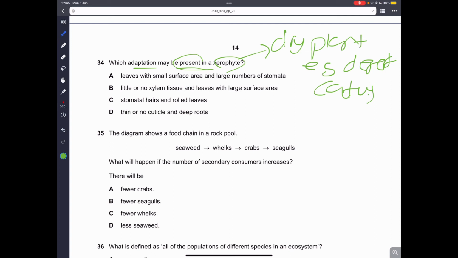Okay, so the adaptation of a xerophyte is that they have hairs on their plants, on the stem. So they have stomatal hairs and rolled up leaves. This is to reduce transpiration, and it kind of makes sense, because if you are a human stuck in a desert, you would not want to lose water from your body as much as possible, to prevent dehydration. This is the same for the plant as well, and therefore C is the correct answer.